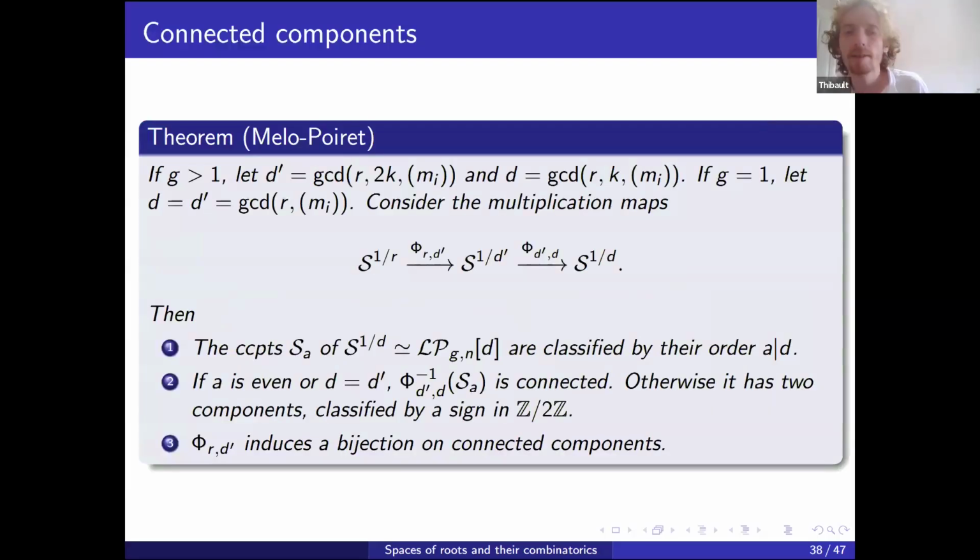And if I go back here, you can see that if you applied the same reasoning to roots of order 4 times 10 billion, you would still get only three connected components, because this phi r d prime does nothing to the connected components.